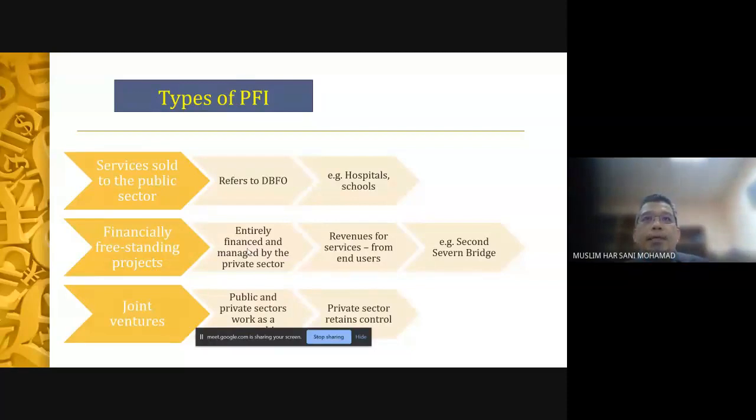Here, the project cost is financed by the private sector. So of course they have to recover their costs, and when they operate, they also need to get their returns. That's the idea, but the service is a public service. We talk about roads or bridges. Number 3, joint ventures. The public and private sectors work as partners. The private sector retains control. So this can also be done.